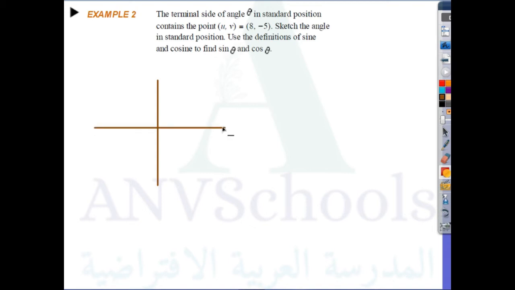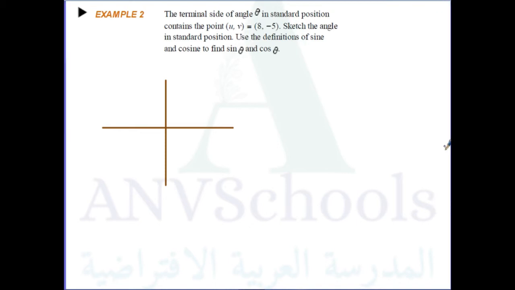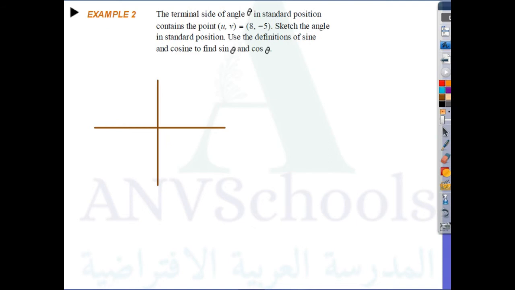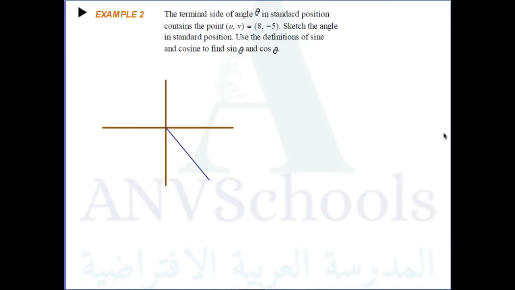So our terminal side appears to be in quadrant 4, because what is the point? It's (8, -5). So in essence, (8, -5) is in quadrant 4. So it would be here to here. Okay, that's where our point is.